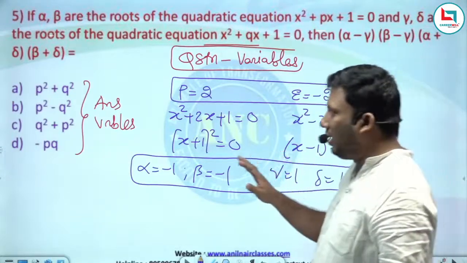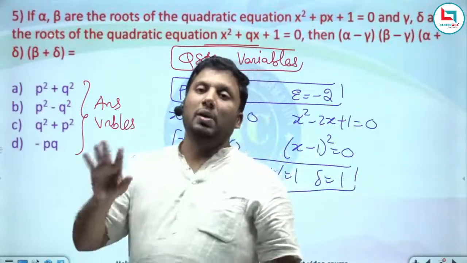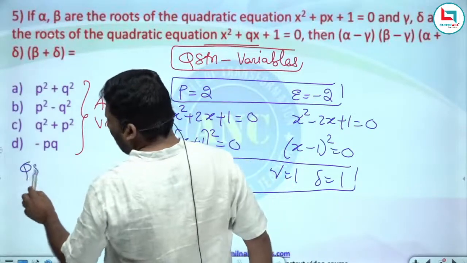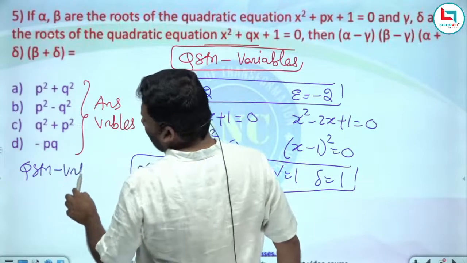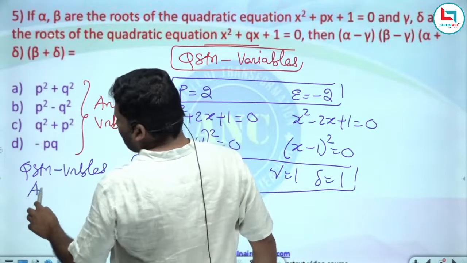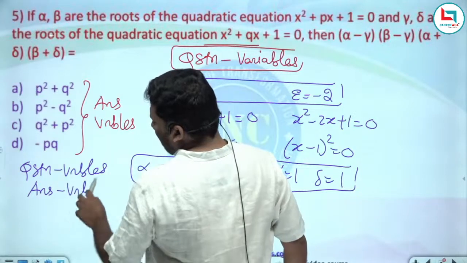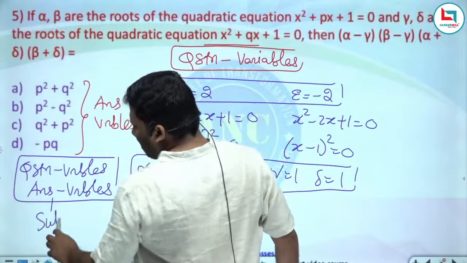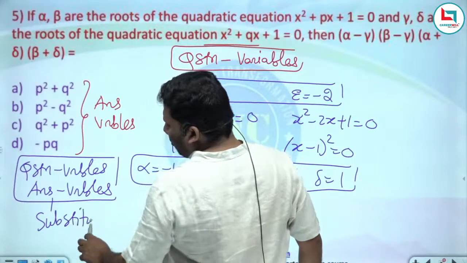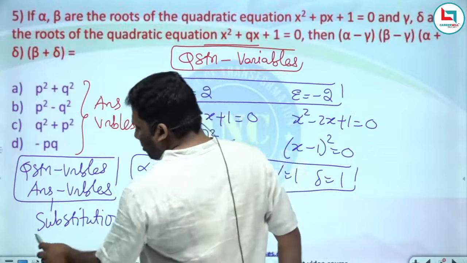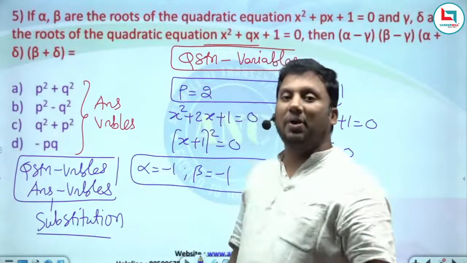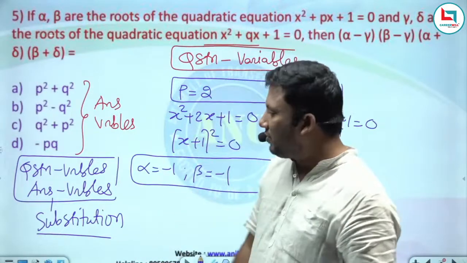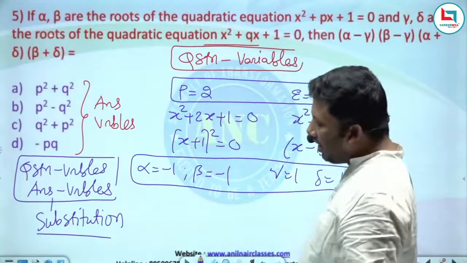Question contains variables, answer contains variables. The best way to solve is by the substitution method. Please write down in your notebook: if the question contains variables and the answer contains variables, you can do the substitution method. The degree method also you can use. The symmetric function method also we can use. We already discussed in our previous classes what is the demerit of the degree method and what is the demerit of the symmetric function method.